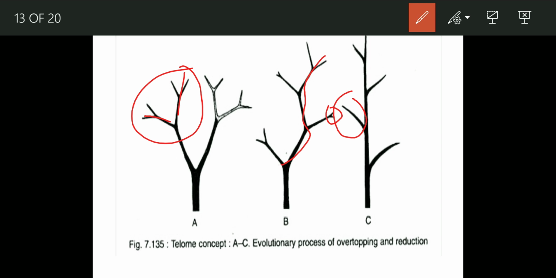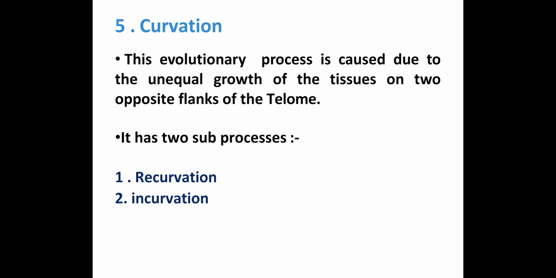So this process accounts for how simple leaves have arisen in the lycopods. Then we have the last thing, that is curvation. How does this curvation occur? It is due to the unequal growth of tissues on the two opposite flanks of the telome. That means due to the unequal growth of the tissues.